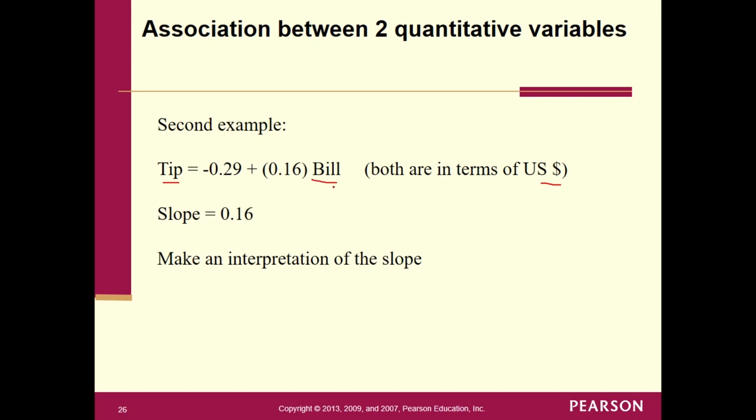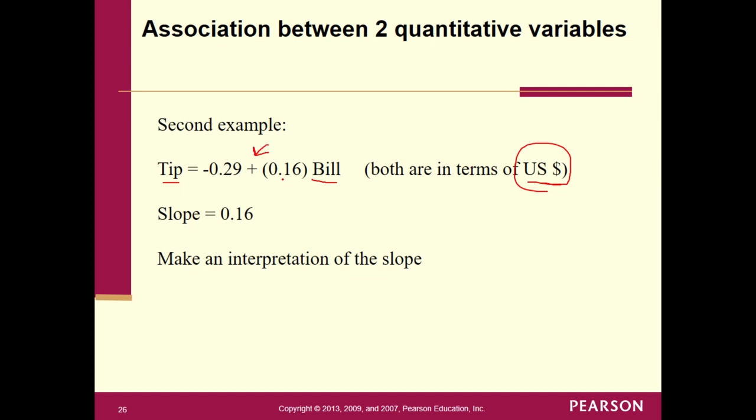So what are we going to do? Let's do this step by step. What are we going to do to bill? We're going to increase it by how much? Just simply one what? $1. Okay. So as the bill goes up by $1, what do we predict for tip? We're predicting that tip will do what?